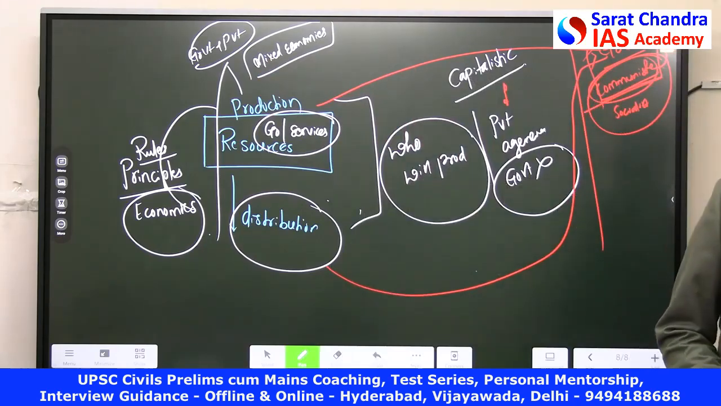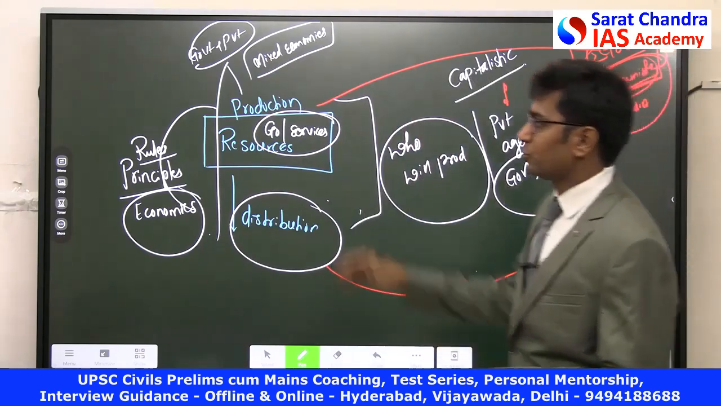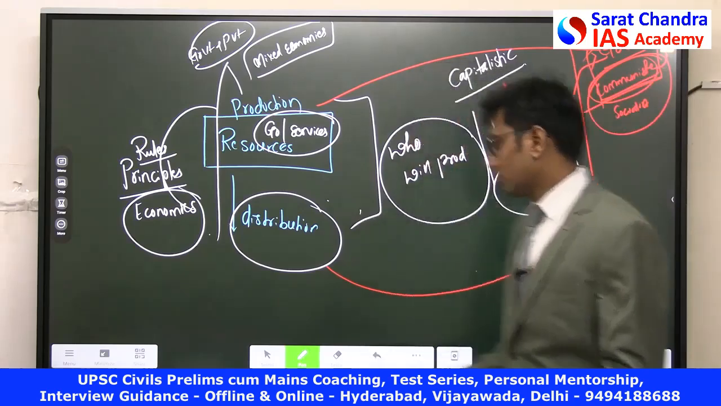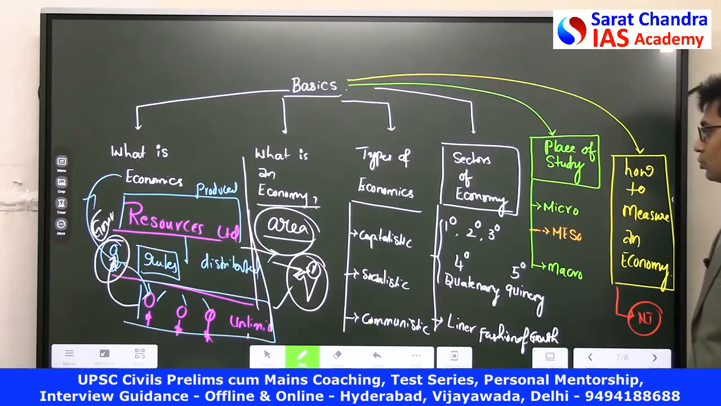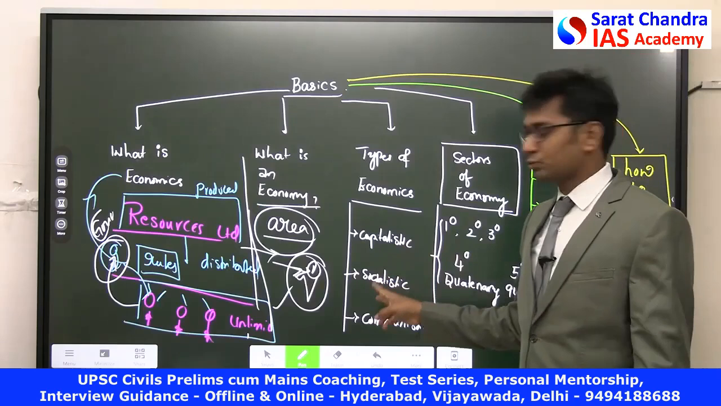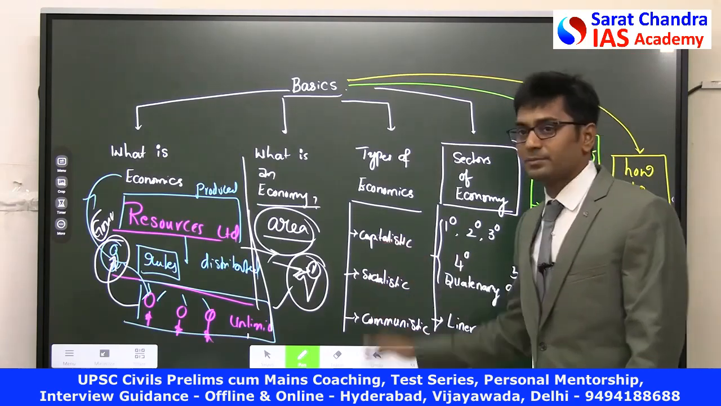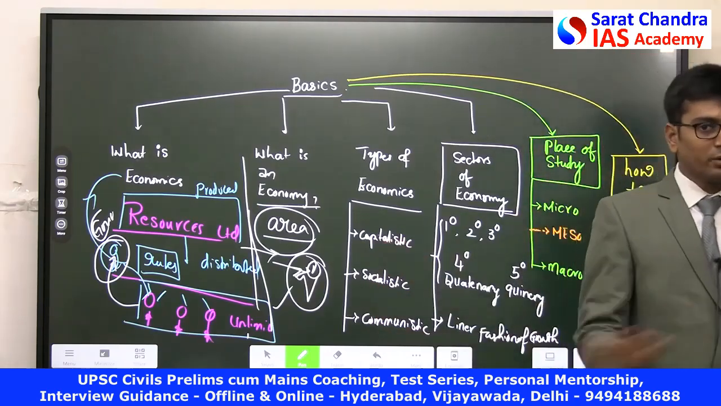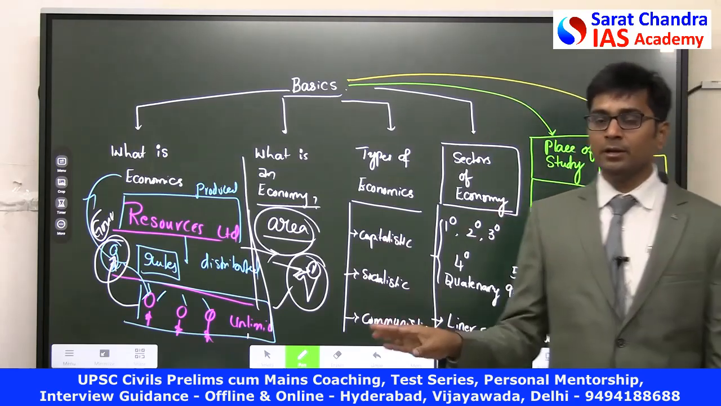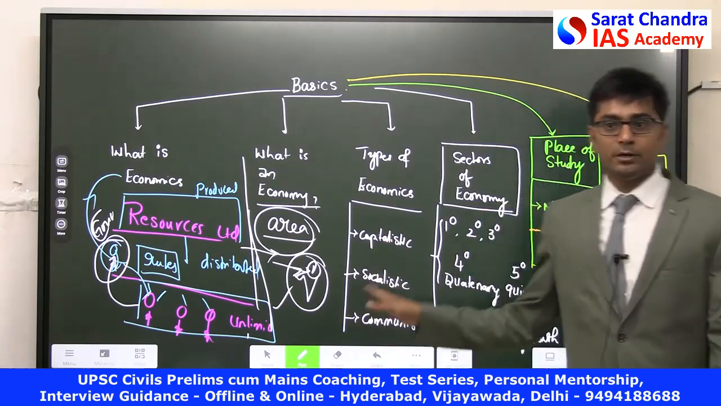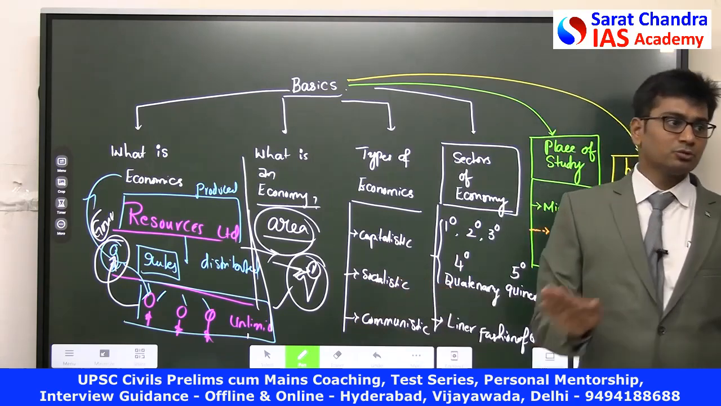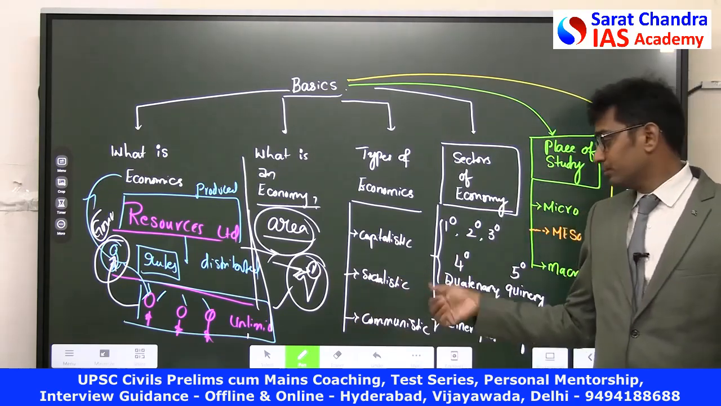Getting this point? So depending upon who is producing and who is distributing, economics is classified into the so-called capitalistic, socialistic, communistic. Capitalistic means entirely by the private players, no government is involved. The government will be just there to provide safety to the private players.